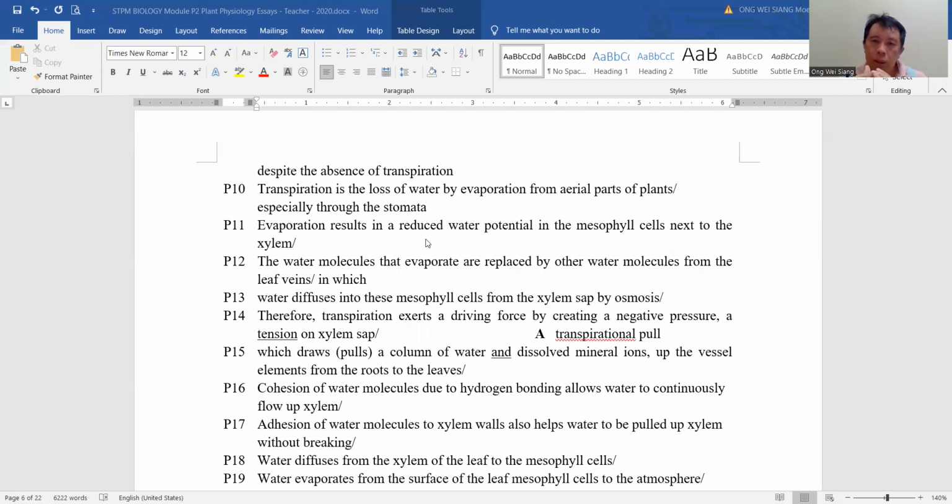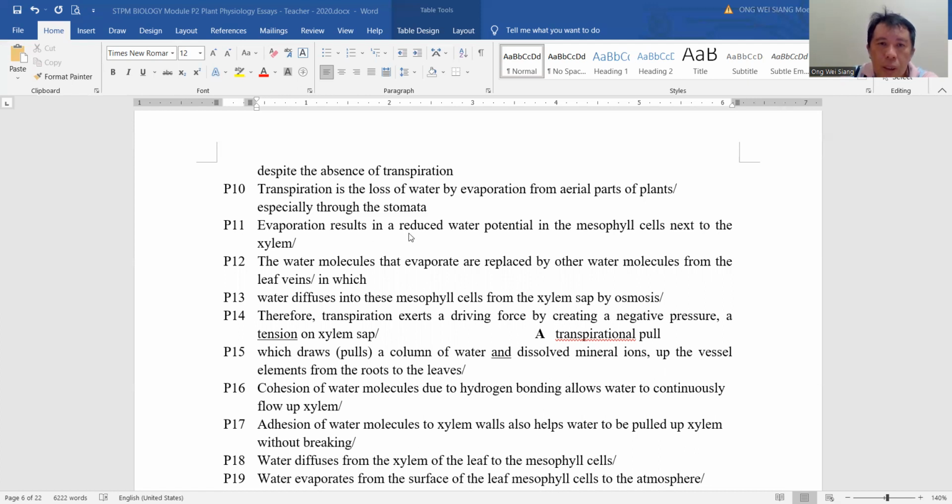So now the cellular cell wall water potential is reduced. Then the water from the spongy mesophyll cells and the neighboring cells will diffuse into this part by osmosis.